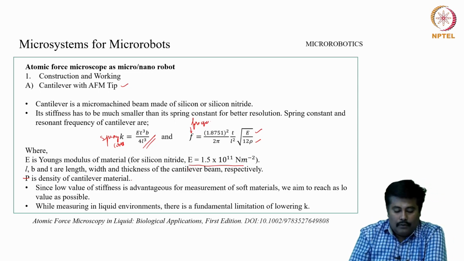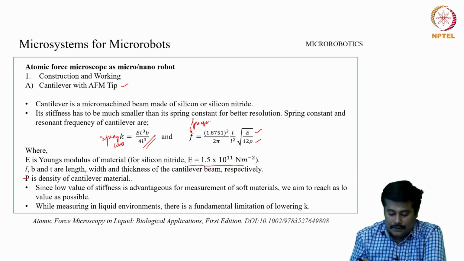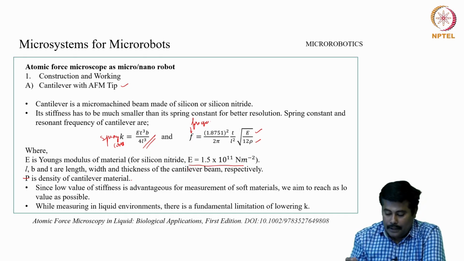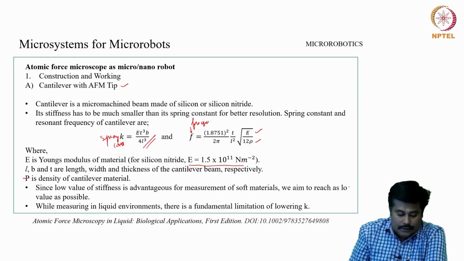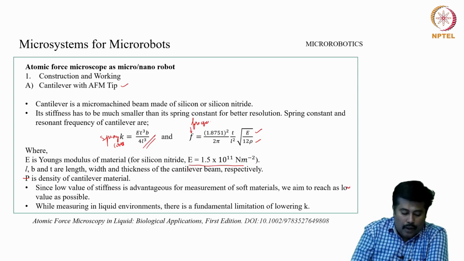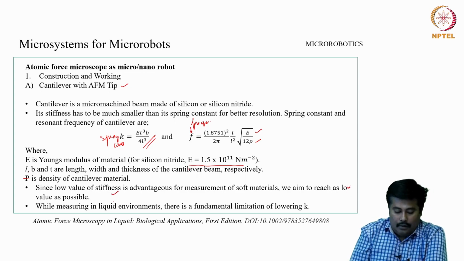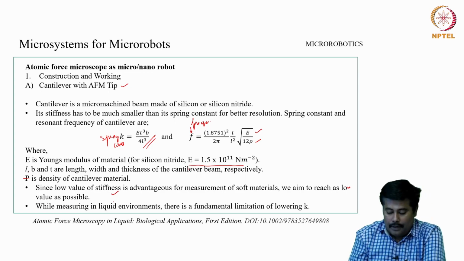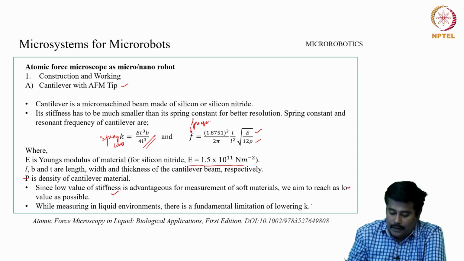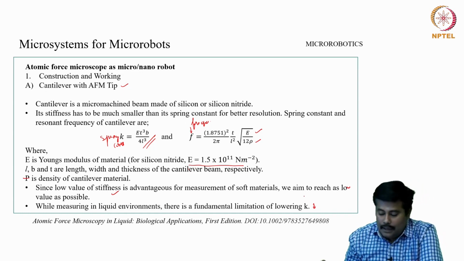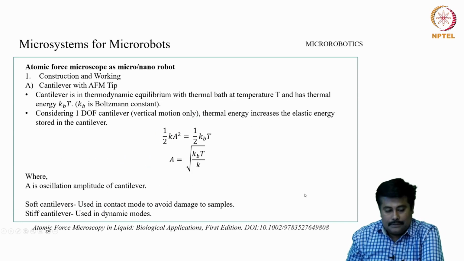Since a low value of stiffness is advantageous for measurement of soft material, we may need to reach as low a value as possible, and while measuring in the liquid environment there is a fundamental limitation in lowering the K. So, these are some of the key challenges which need to be addressed.